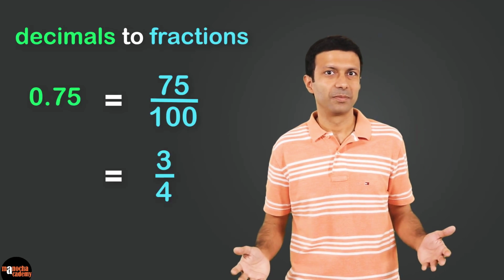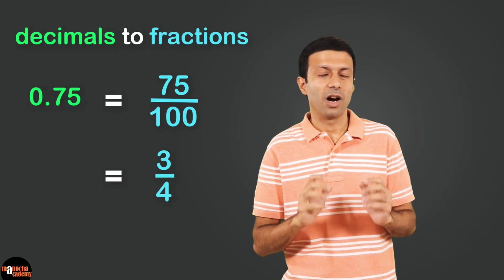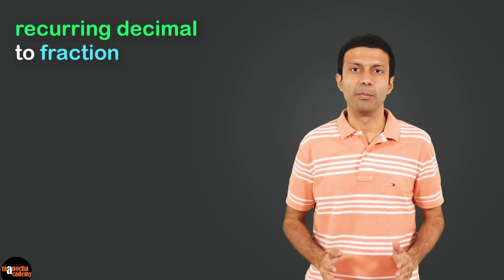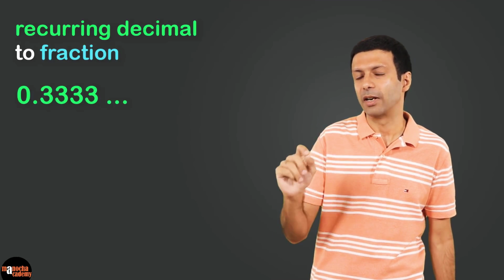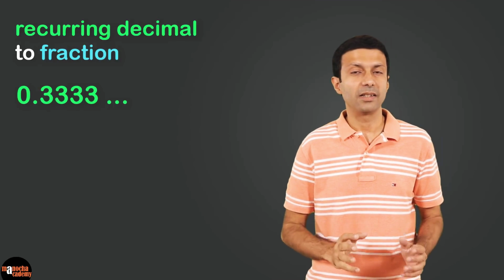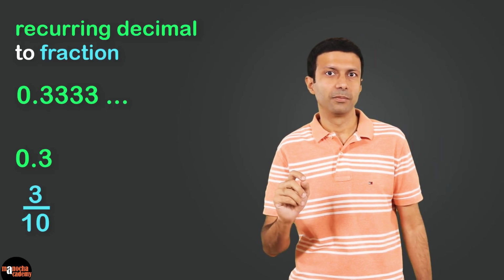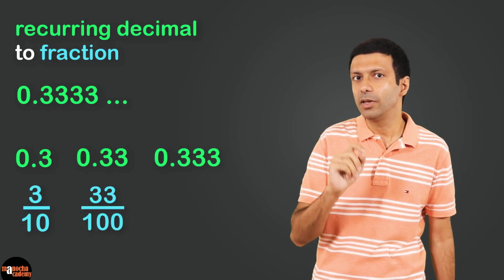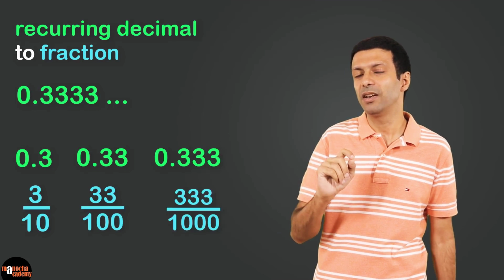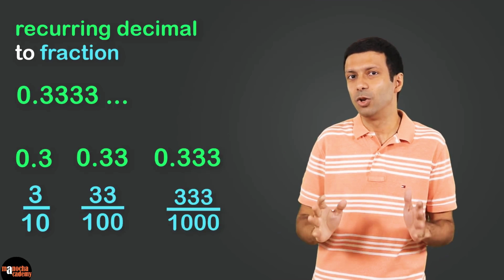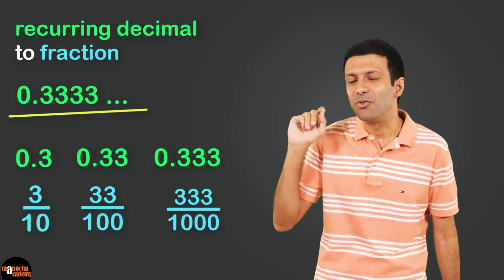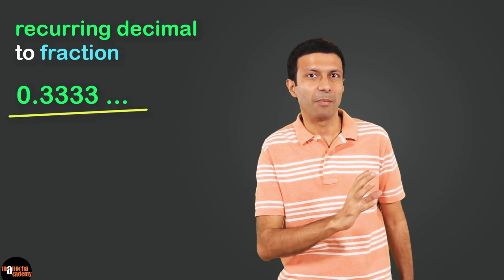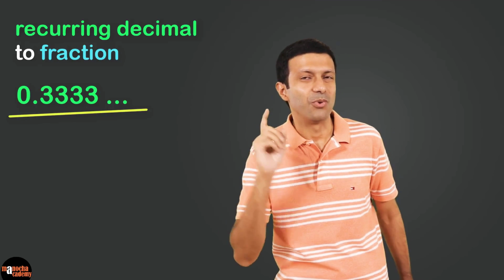So these are simple. But a more interesting question is, how do you convert a recurring decimal number to a fraction? For example, 0.333 recurring. Now we know that 0.3 is 3 by 10. 0.33 is 33 by 100. 0.333 is 333 by 1000. But we are looking for 0.3333 recurring. So let me show you the technique how to convert a recurring decimal number to a fraction, coming up for you right now.